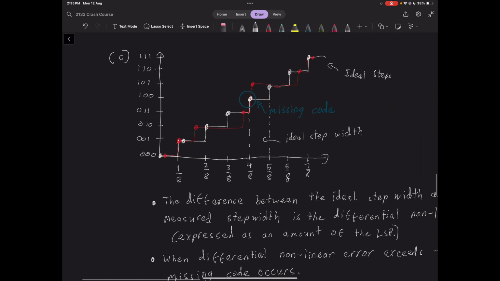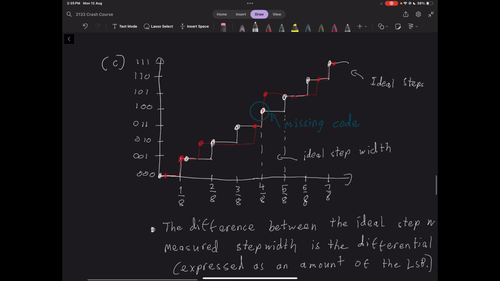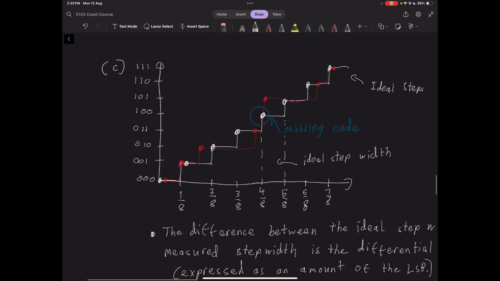So the graph in white is your ideal step length of a digital to analog converter. These are obviously fractions of the reference voltage. As you increase this voltage down here on the x-axis, this would change what code is picked up by the analog to digital converter. So on the bottom, this is our analog voltage. This is our digital output.